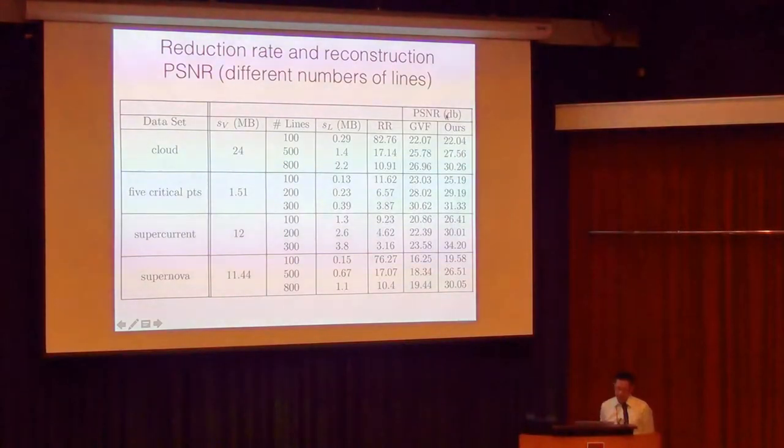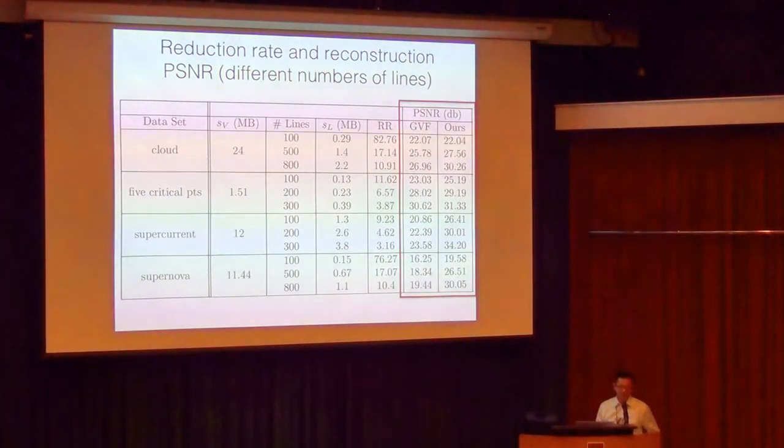And we evaluate the result quantitatively. We compute the reduction rate and the reconstruction peak signal to noise ratio with different numbers of streamlines. Using a small number of lines, we're able to achieve a high reduction rate, like 82 times reduction of the original data. Compared with the gradient vector flow, we are able to achieve better peak signal to noise ratio, meaning the quality is better using the deep learning technique.